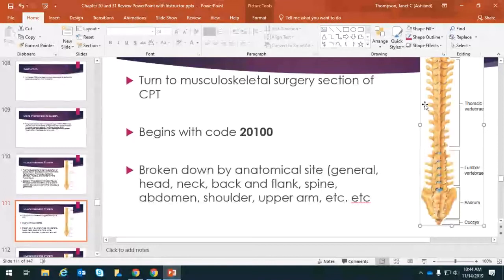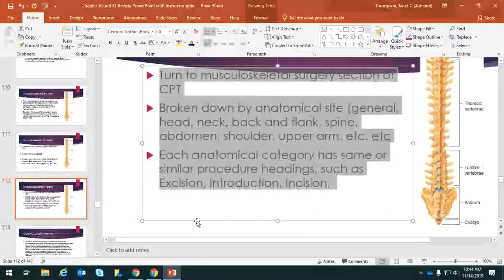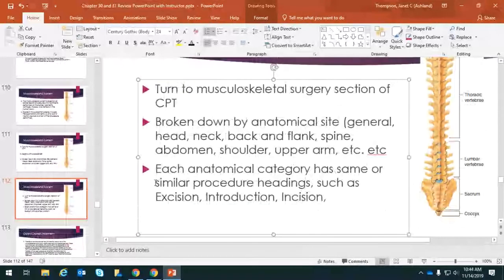And it starts with wound exploration. So this code belongs to wound exploration 20100. Exploration of a penetrating wound, so that's a knife or a gun or whatever foreign object. Gunshot, stab wound. So that's our first section. Then we go into excision next. Each anatomical category has similar headings, like excision, introduction, incision. So excision, we get into some biopsies of the muscle.